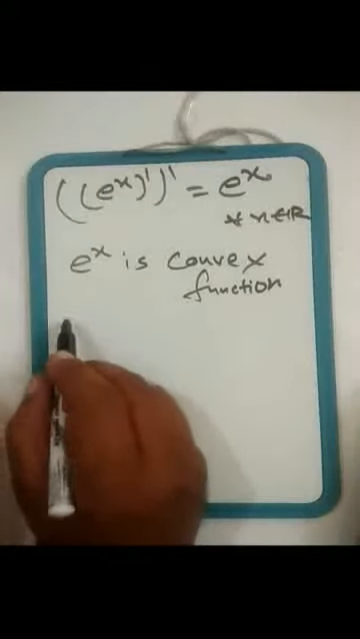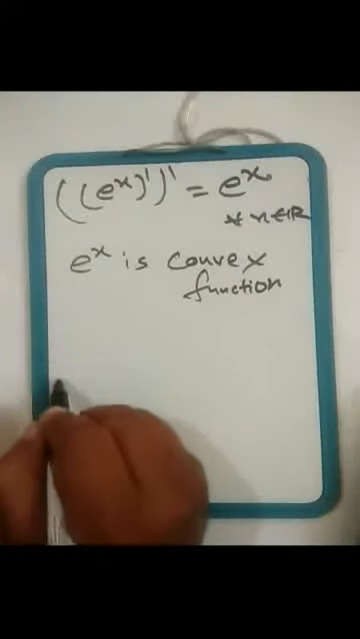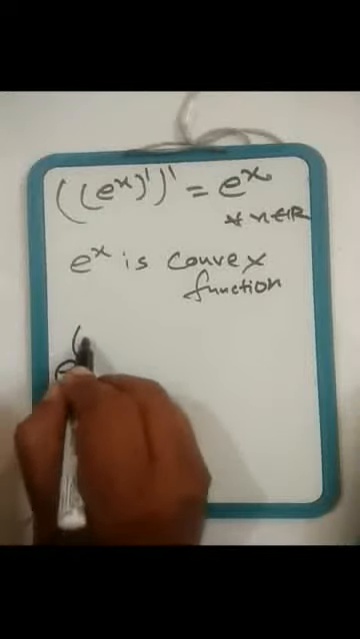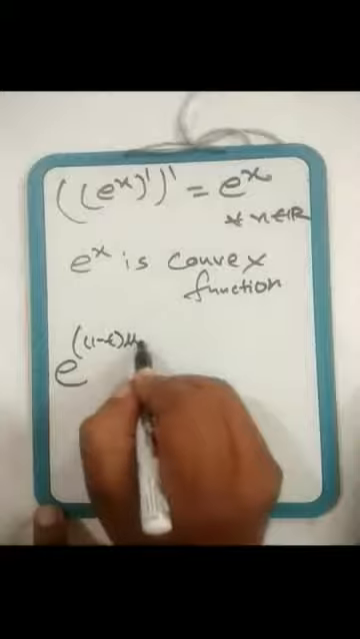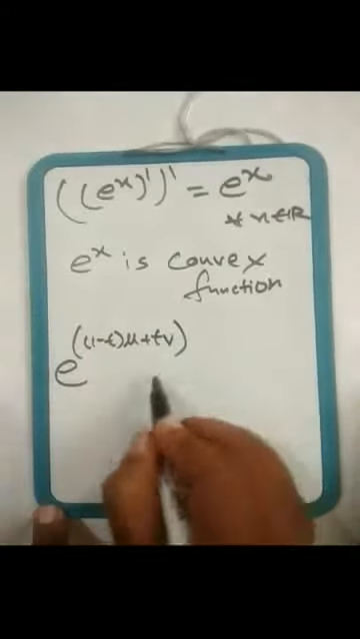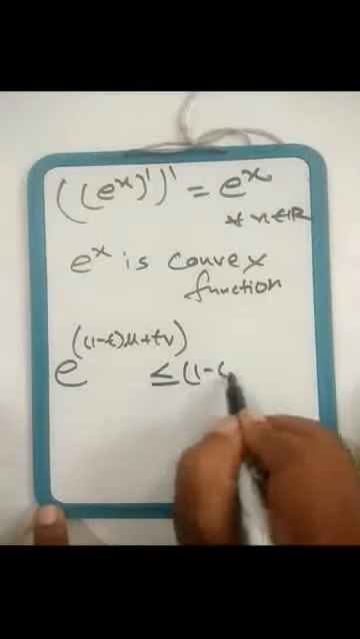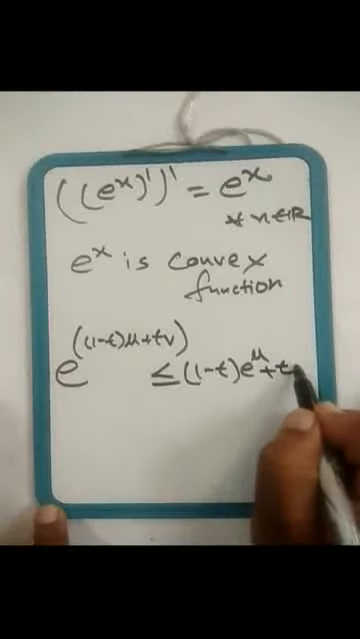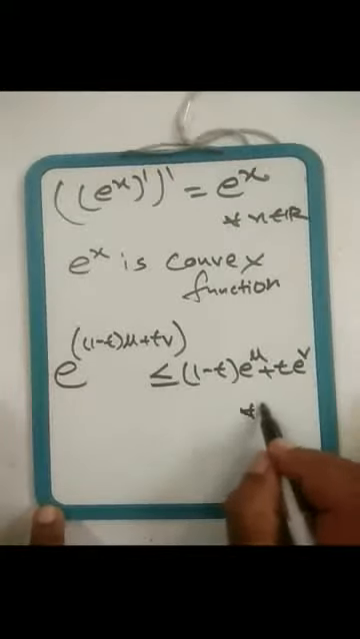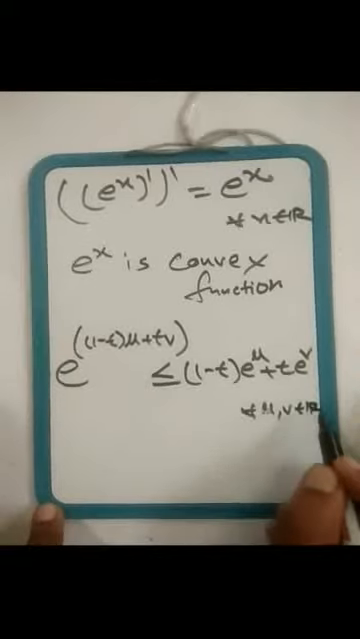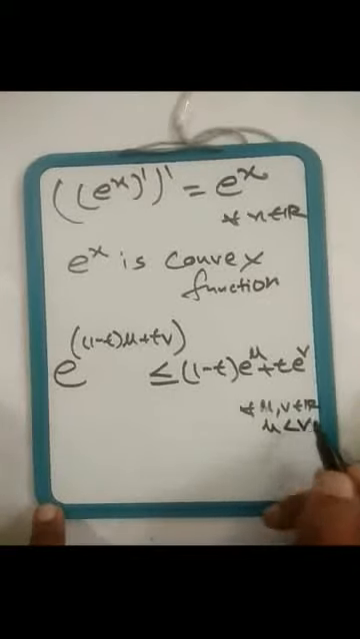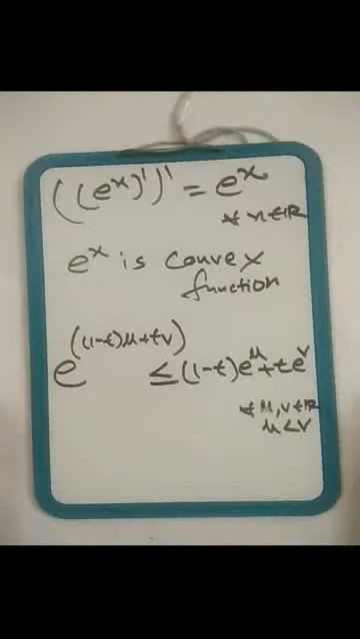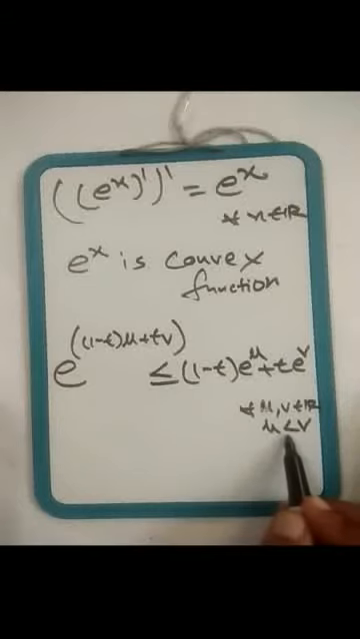This implies that if you take the point e raised to (1 minus t)u plus tv, this would always be less than or equal to (1 minus t) e raised to u plus t e raised to v, for all real numbers u and v such that u is strictly smaller than v. If you take this, it is always true. You can take equality also, but in that case it's just a singleton point.